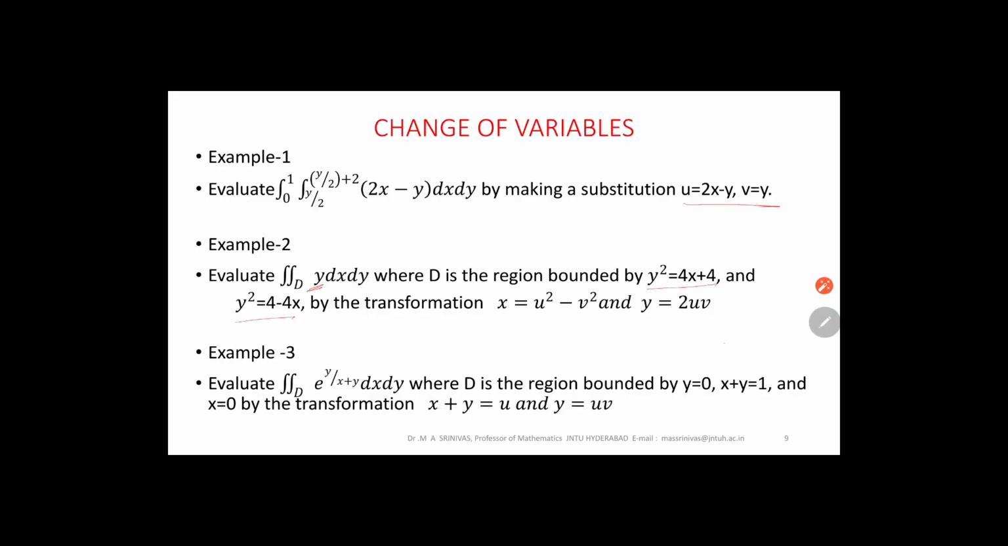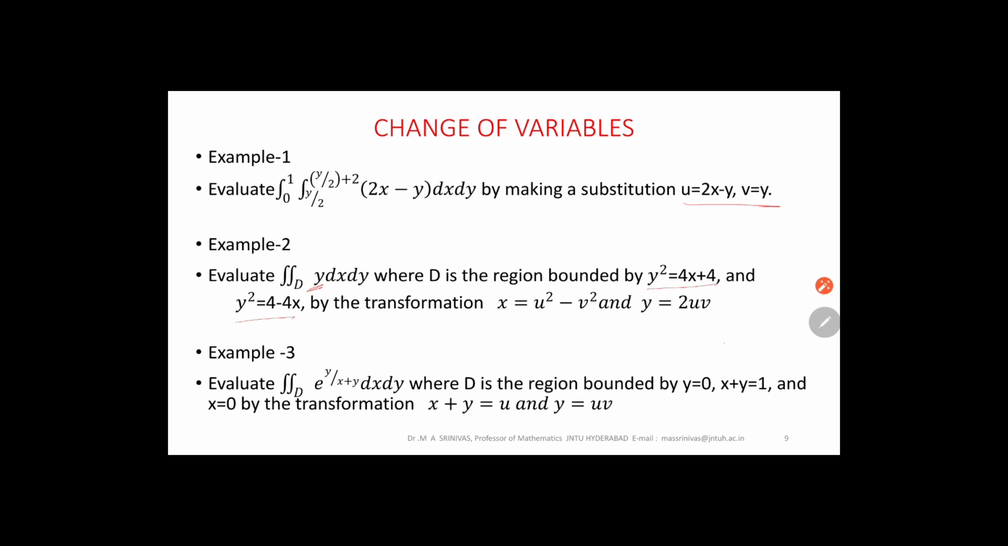Coming to the next problem. So in these two examples where I have given, the transformation made that region of integration simple. If you observe this here, e power y by x plus y double integral over D, where D is the region. Region is very, very easy. x is 0, y is 0, x plus y is equal to 1. A simple triangular region he has given.